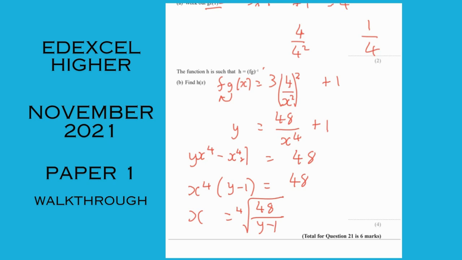So that means that the function h, don't forget, inverse function, you interchange the x and the y's. So we need the 4th root of 48 over x minus 1 for a doozy of a question. Well done if you got that right.